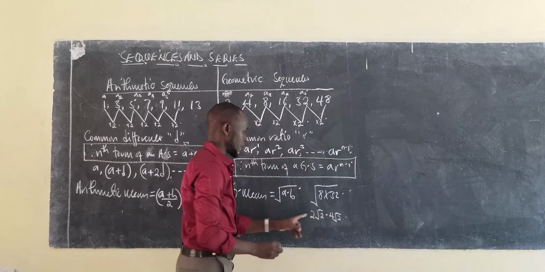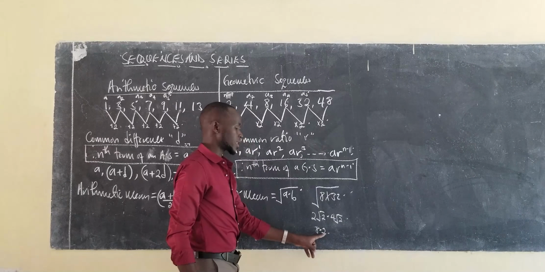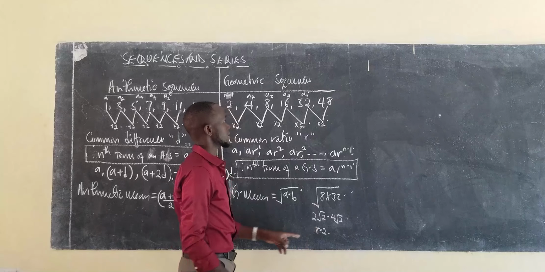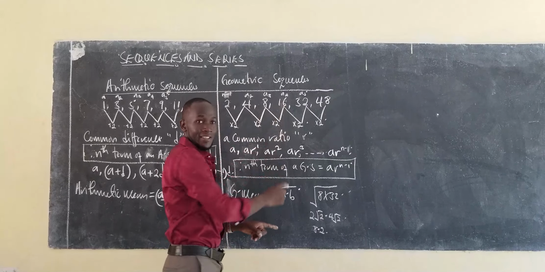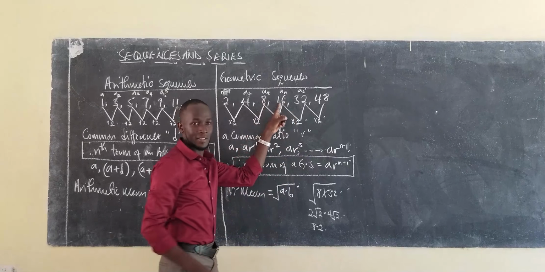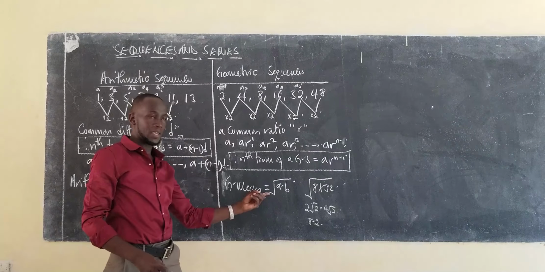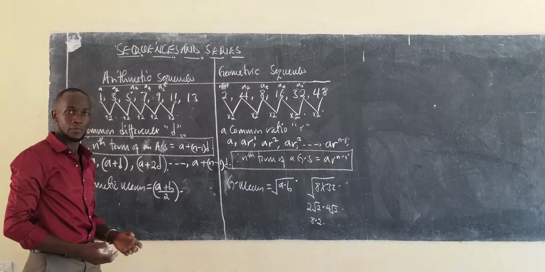When 4 multiplies 2, you get 8, and root 2 times root 2, you get 2. 8 times 2, you get 16. You end up getting 16, a figure in between 8 and 32. That is how you get a geometric mean for any given pair of numbers asked from you.